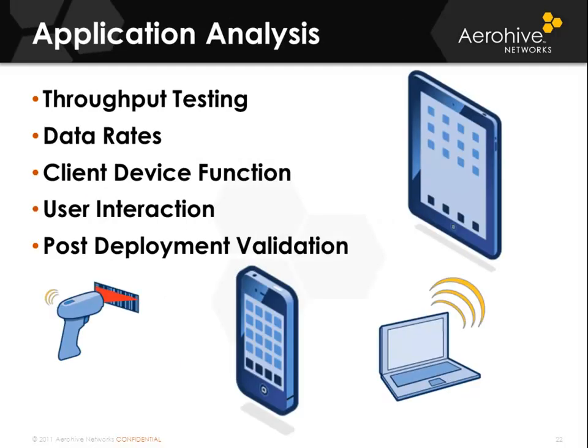Application analysis. You're going to want to conduct some throughput testing to make sure that the applications are working as desired on the client devices. You're also going to need to look at the data rates required by those applications to make sure those are being met. Any client device functionality that your users are depending on to do their jobs, you should test that as well. Maybe solicit some of the users to get some of their interaction, some of their ideas about, is it working properly or not, is it as fast as they expected or as fast as they need to service themselves and maybe their customers.